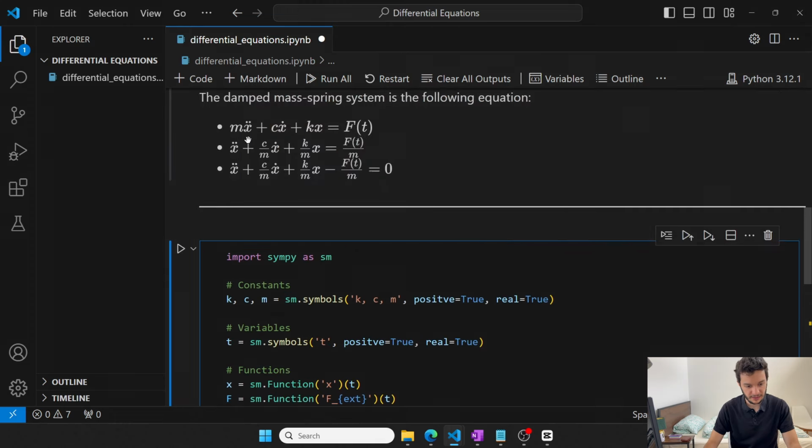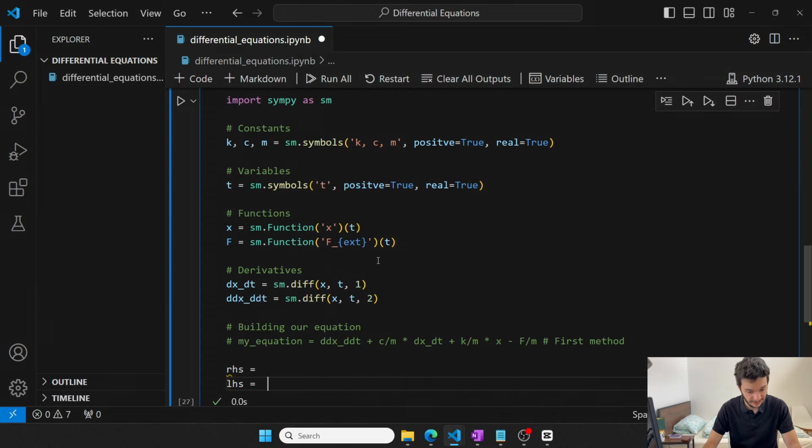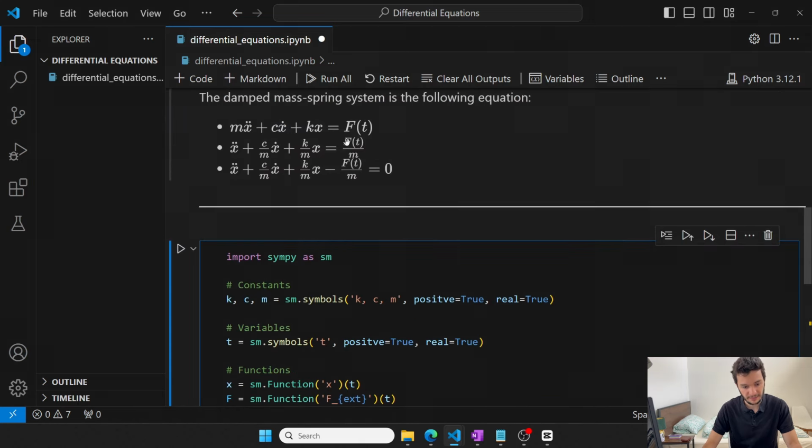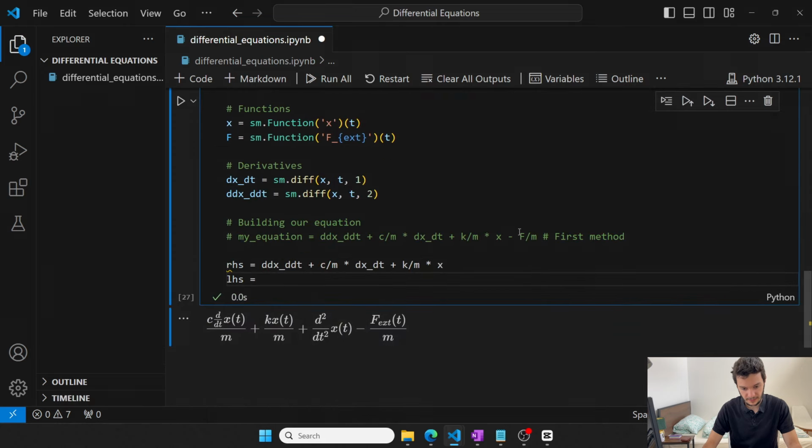Now, the left-hand side will be equal to this part right here. So it's x double dot plus c divided by m times x dot plus k divided by m times x. So it's all of this part right here. And the right-hand side will be f of t divided by m. So I do f of t divided by m.